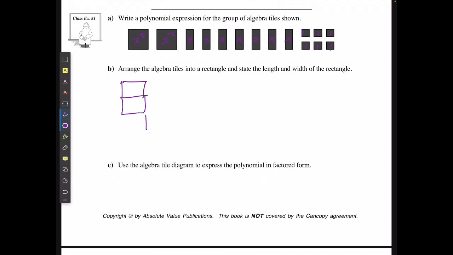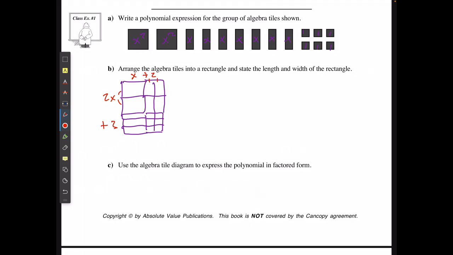If I arrange the algebra tiles so that the x squareds are on the top left, I have the small squares on the bottom right, and then I fill in with the x's in order to make a perfect rectangle. Then the side lengths up here, where I have a long side, which is an x, and I have two small sides, which is going to be positive 2, or the 2x's here, and then the positive 3.